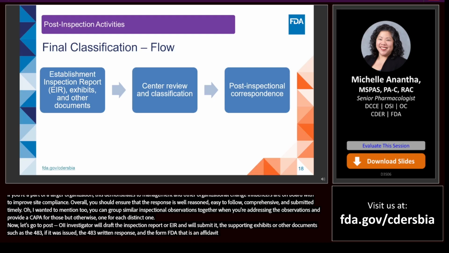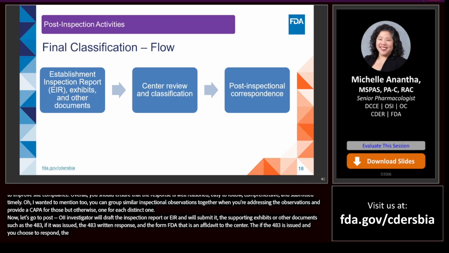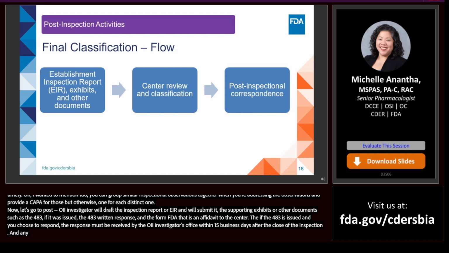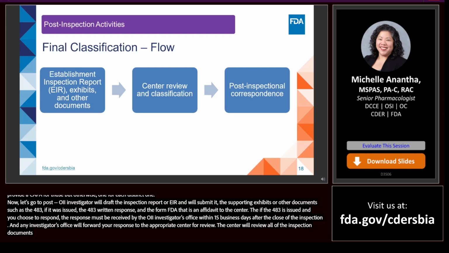If the 483 was issued and you choose to respond, I want to remind you that the response must be received by the OII Investigator's Office within 15 business days after the close of the inspection, and then the Investigator's Office will forward your response to the appropriate center for review. The center will then review all the inspectional documents and determine the final classification for the inspection. The center will then issue post-inspectional correspondence to the CI.